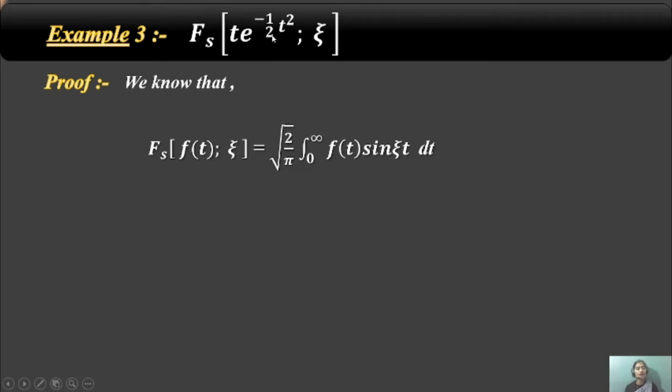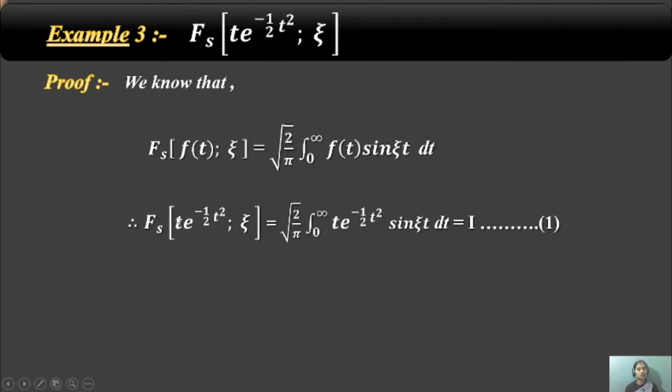Put in what is f of t. Putting the value of f of t, we get integration 0 to infinity t e to the power minus 1 by 2 t square sine xi t, and call the generated value I. In the first step, for both of these equations, only the formula changes as cos and sine form. That is, the first step is equation one.